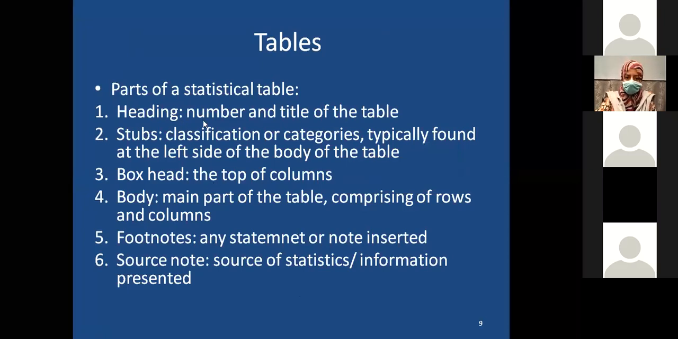So the heading has a number and title of the table. The stubs classify or show the categories. They're typically found at the left side of the body of the table. This always happens; this is the norm. Then you have the box head on top of the columns. You have the body, the main part of the table, which comprises rows and columns. You have footnotes, where additional information can go, and source notes, where you give your sources, your references.